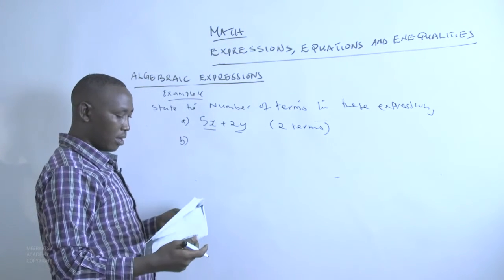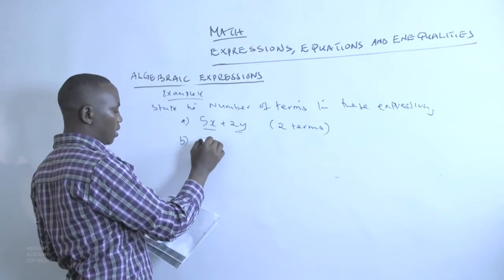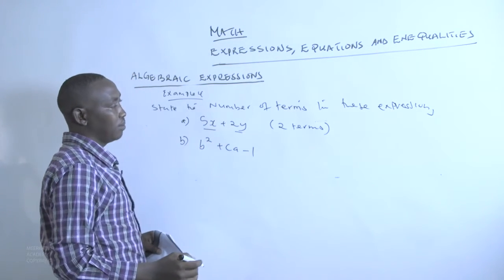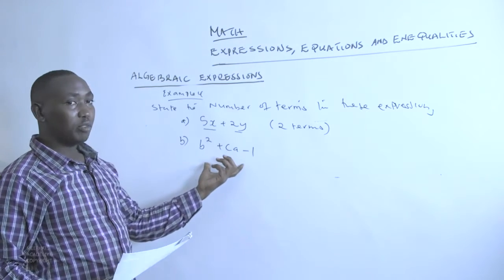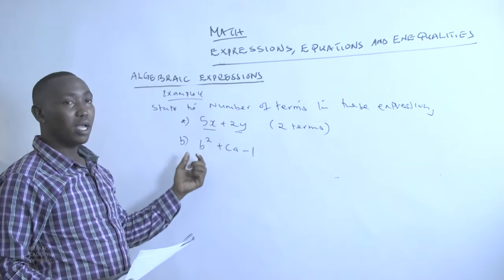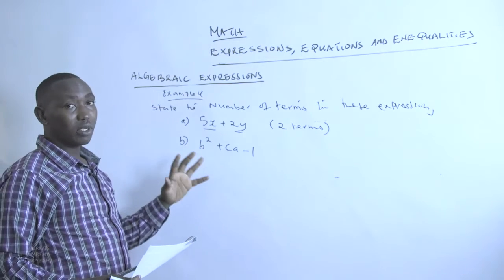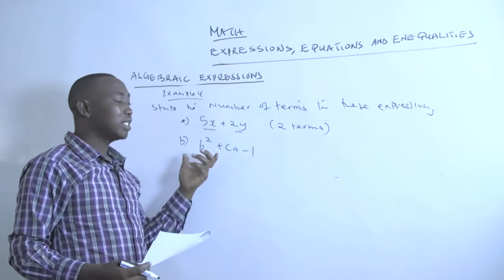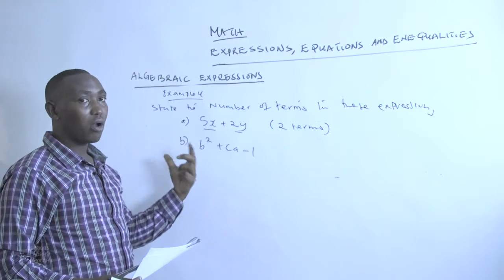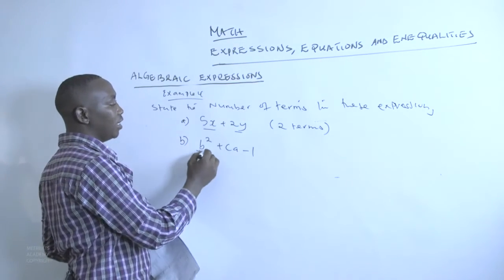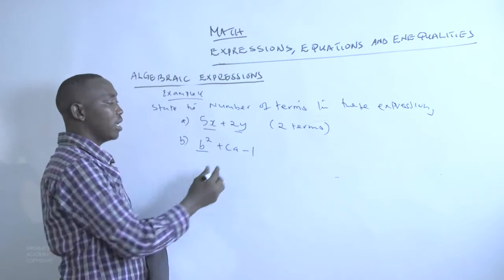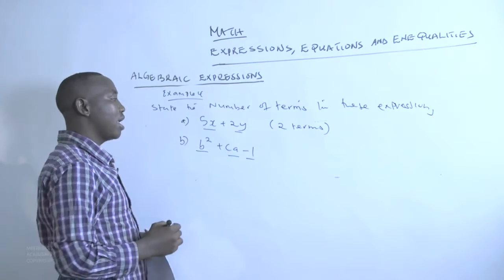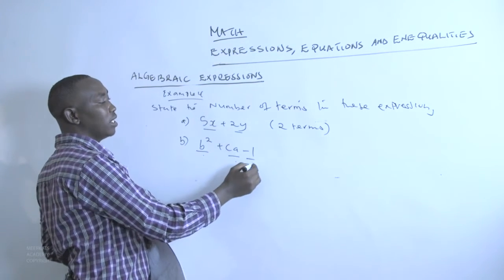B squared plus CA minus 1. If we again look at this particular expression, you'll discover that there are several terms which have been connected. The pronumerals and the numbers have been connected by either multiplication or division. And in that particular case, this B squared will be a term on its own, CA will be a term on its own, and -1 will be a term on its own. Therefore, we have 1, 2, 3 terms.